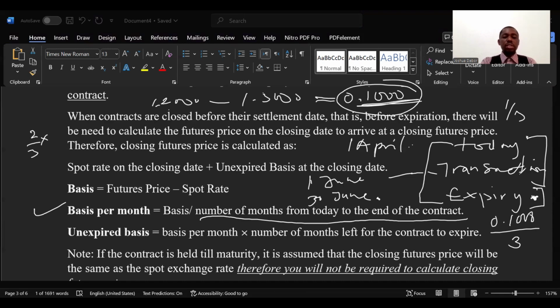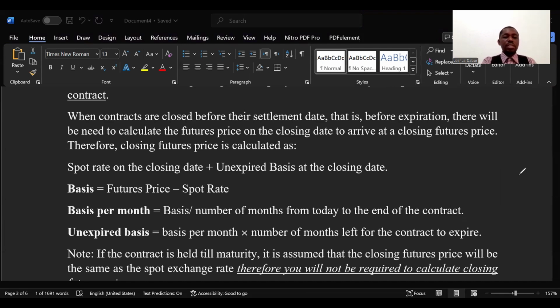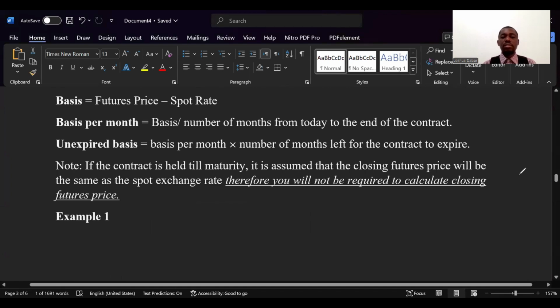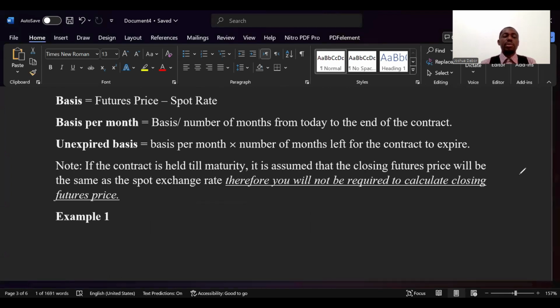So using the lock-in rates, how do you now calculate your effective exchange rates? The moment you are able to calculate your unexpired basis correctly, then you are good to go using the currency futures. Okay, so this video is just the introduction of currency futures. In the next video, I will be solving some questions to give you a better understanding of the currency futures, how to use it to hedge.